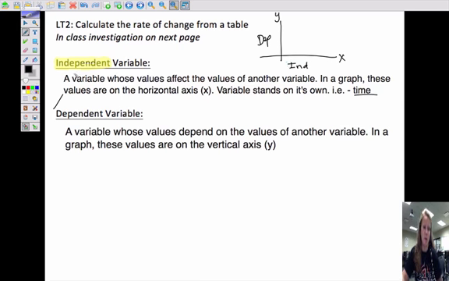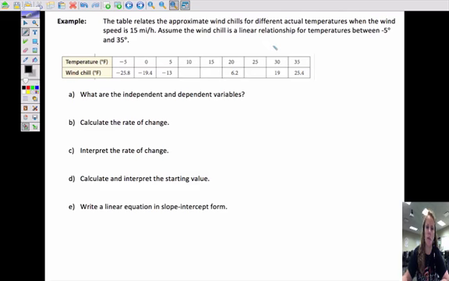The big learning piece for today is that independent stands by itself. It affects the other variable. Dependent is affected by the independent. The independent is the x, always on the x-axis. The dependent is the y, always on the y-axis. So let's look at an example.